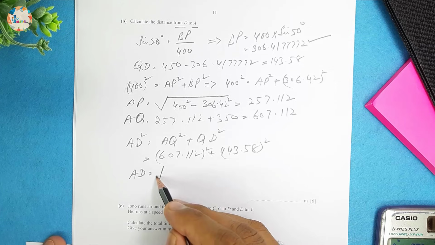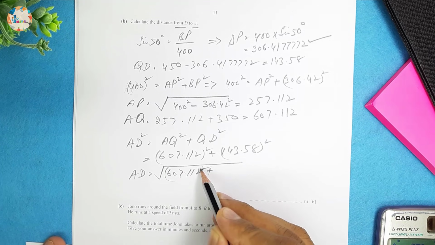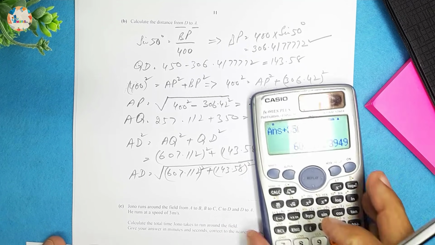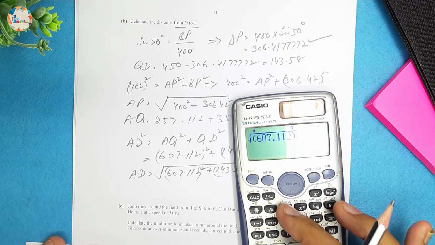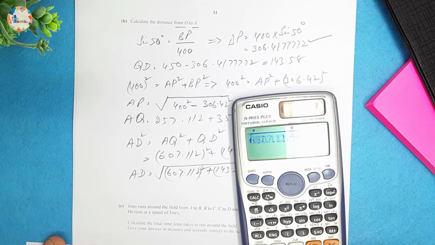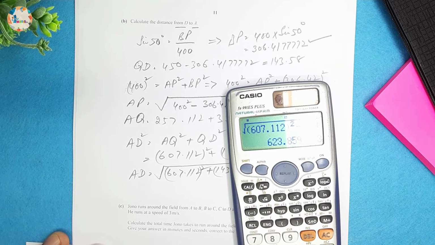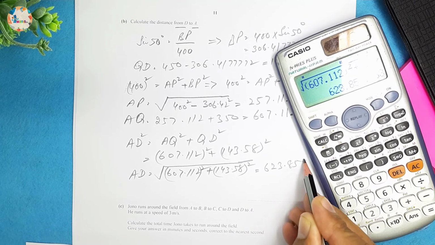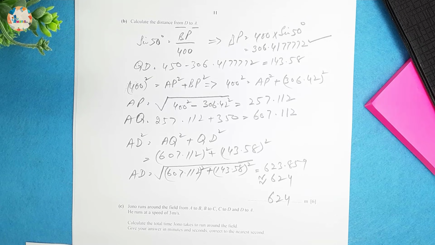So AD will be equal to, this is the last step, the root of 607.112 whole squared plus 143.58 whole squared, and this will be equal to 623.859, approximately 624. So 624 meters will be our answer.